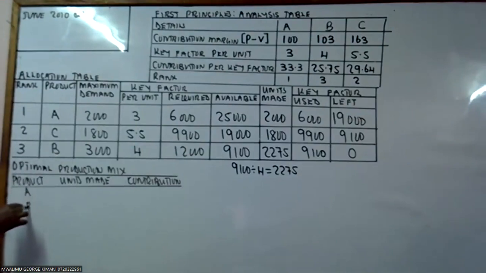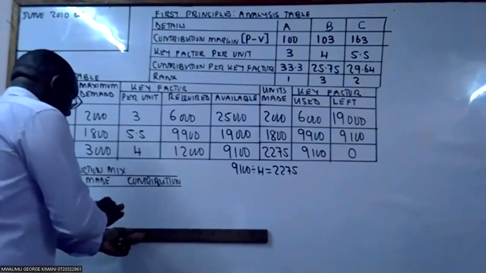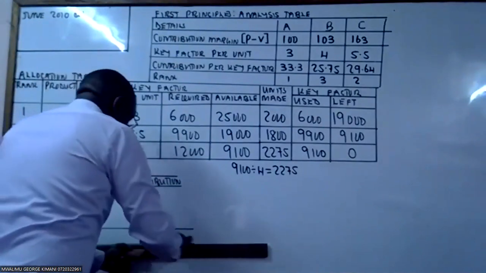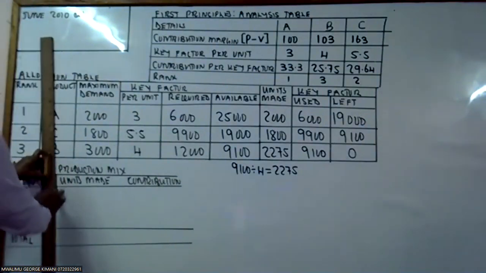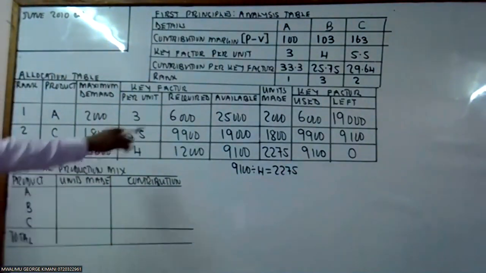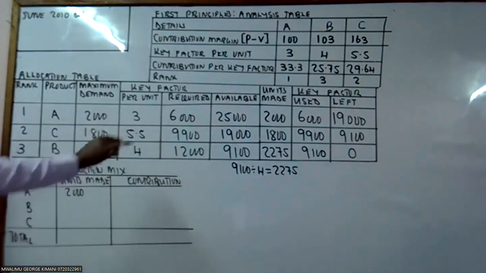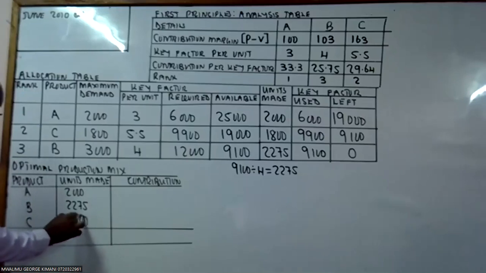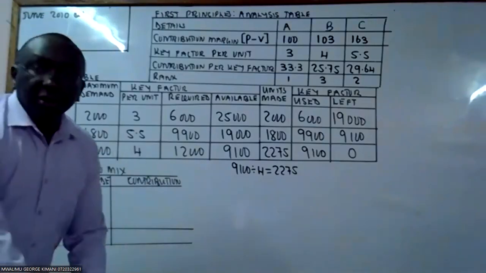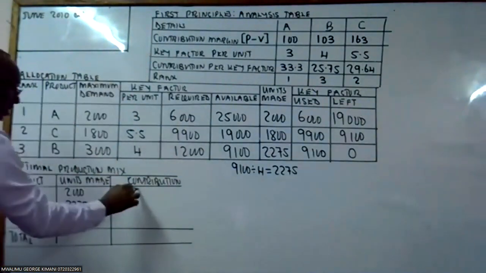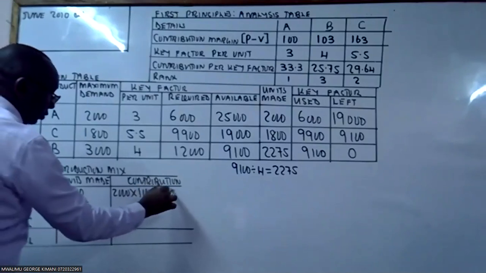So product A, product B, and product C, then because of the contribution, we can have a row for the total. So we are just extracting. For A, we have been able to make the 2,000. B, we have seen we will make 2275, and C we will make 1800. So contribution, you now just take these units, these 2000, each one was giving us a contribution of 100. So this gives us 200,000.